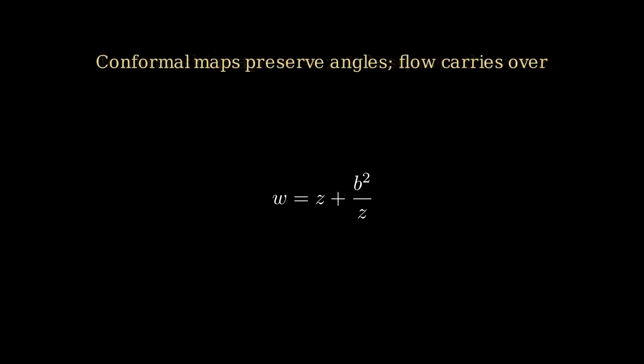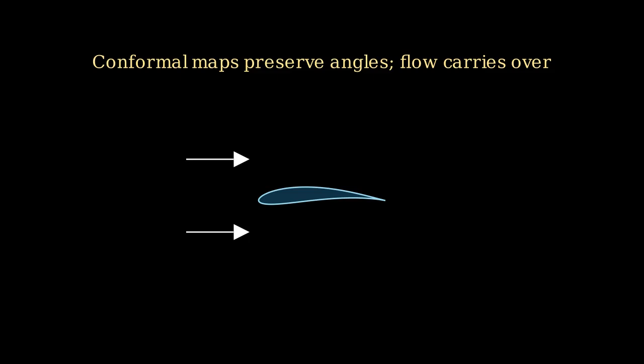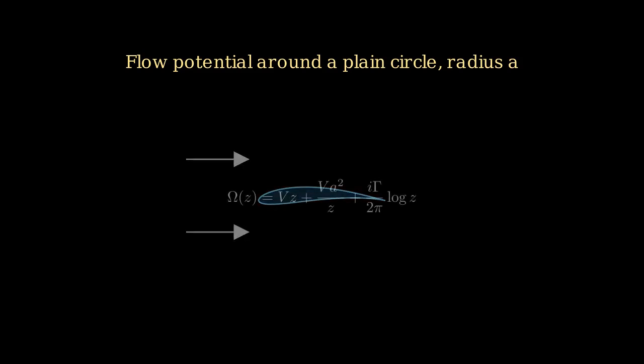Pattern to recognize. Since conformal maps preserve angles, the clean flow pattern already solved around the circle carries over, distorted but still valid, onto the new wing shape. Before mapping to the airfoil, we need the flow solution around the easy shape, a plain circle of radius a. Omega of z equals v times z plus v times a squared divided by z plus open bracket, i gamma divided by, open bracket 2 pi close bracket times log of z. Here v is the free stream flow speed and gamma is circulation, built into the model using the log term.